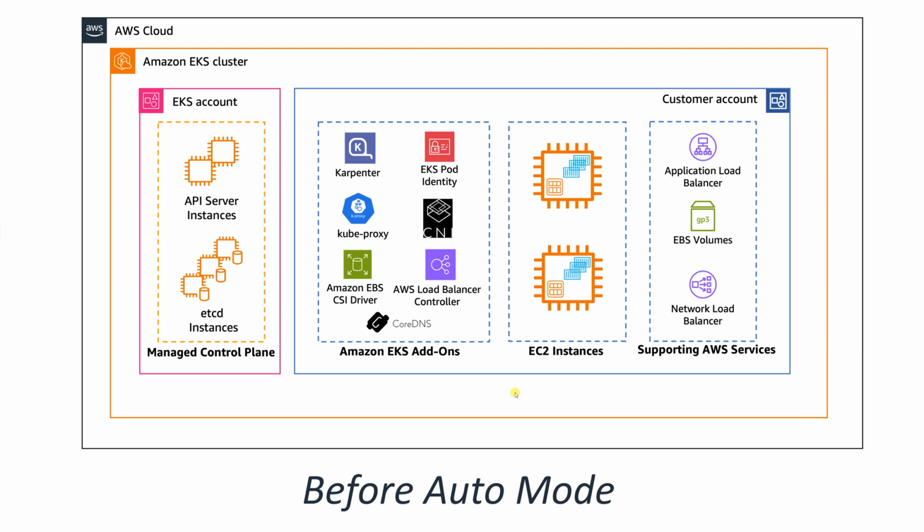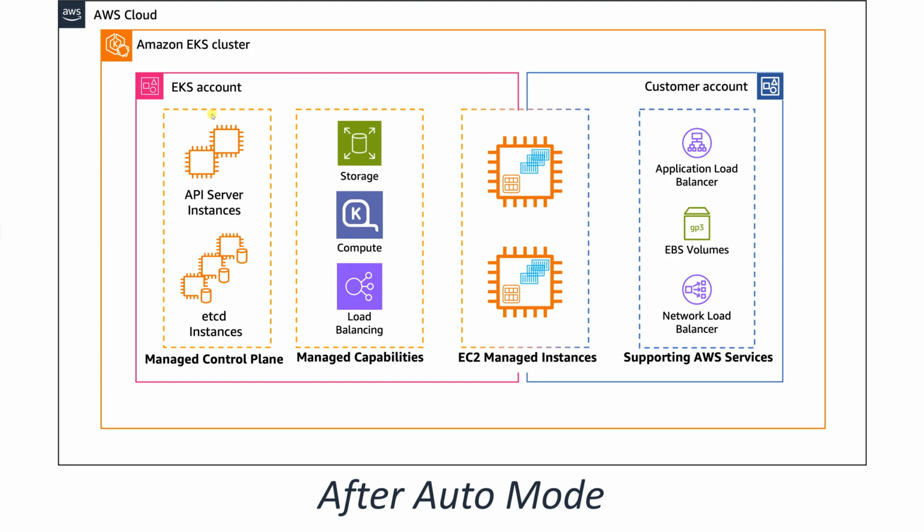So before the Auto Mode, what is the architecture? Earlier we had the control plane, and only the control plane was managed by AWS. The rest of this portion was managed by us, like the Amazon EBS CSI driver, Karpenter, the EKS pod CNI, load balancer, and CoreDNS, and especially the EC2 instances. These had to be managed from our side. And after Auto Mode, now Amazon manages the entire portion of this: the managed control plane, managed capabilities, and EC2 instances on their end. So let me dive in further into how it is done.